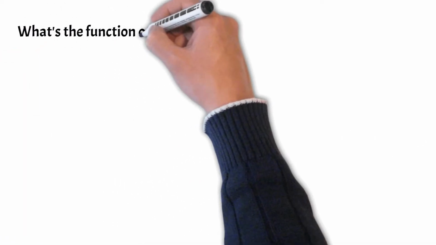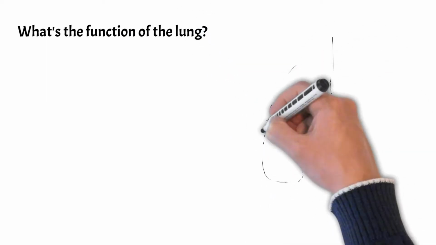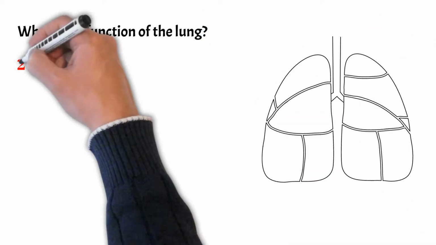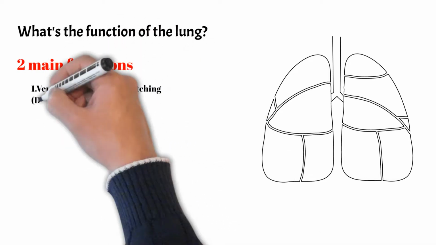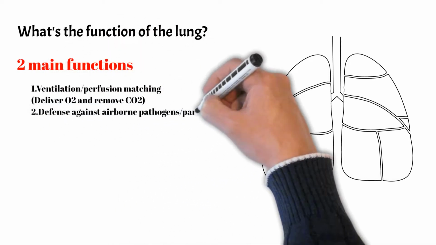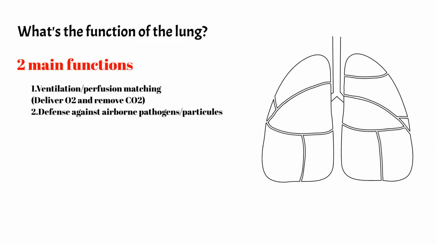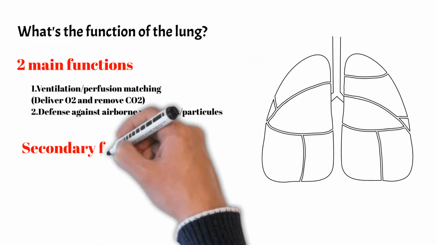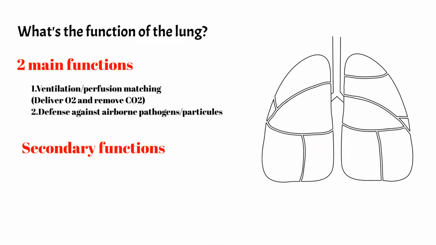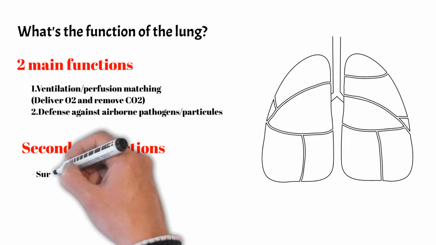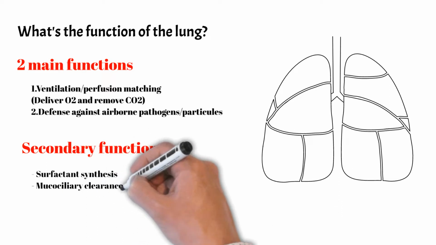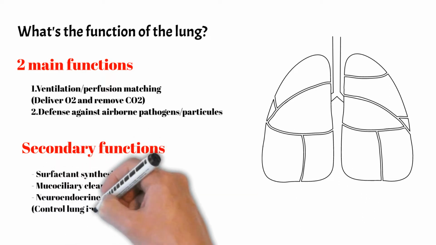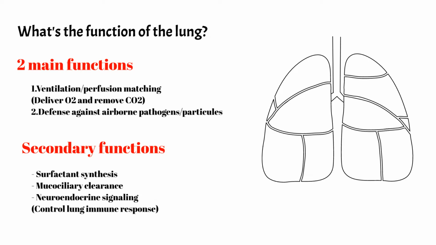Well, the first question to answer is what are the functions of the lung? Well, the lung has several functions, but the two main functions are to provide ventilation and perfusion. That's to say, to deliver oxygen and remove carbon dioxide. And the second function is to help with the innate immunity in the defense against airborne pathogens. Some other less recognized functions include surfactant synthesis, helping with mucociliary clearance, as well as neuroendocrine signaling, which helps control the lung's immune response.